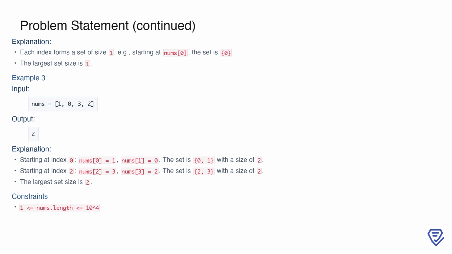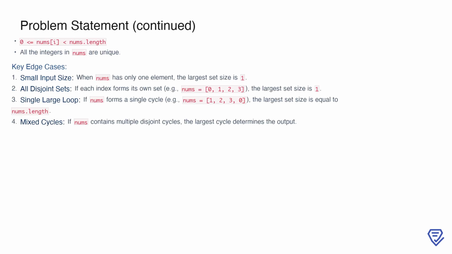These examples illustrate how the process works and how the size of the largest set depends on the cycles formed within the array. To summarize, the problem has some key constraints and edge cases to consider. First, the array nums is guaranteed to have unique values, and each value lies within the range 0 to nums.length - 1. For edge cases, if nums has only one element, the largest set size is 1 because it forms a trivial cycle.